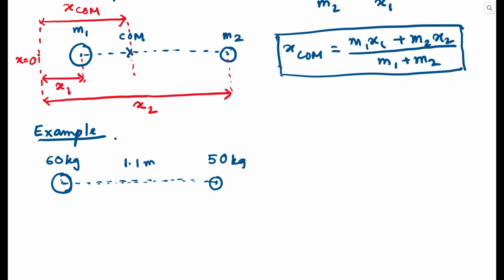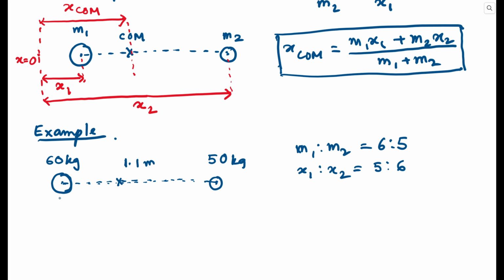And it will also be closer to the 60 kg mass, because the center of mass will always be closer to the heavier mass, because it splits the distance between the two objects in the ratio of their masses. So over here, the ratio of the two masses m1 and m2 is 6:5. So that means the distance over here will be split into the same ratio. So if I look at the distance x1 and x2, it will be just the opposite ratio, 5:6.